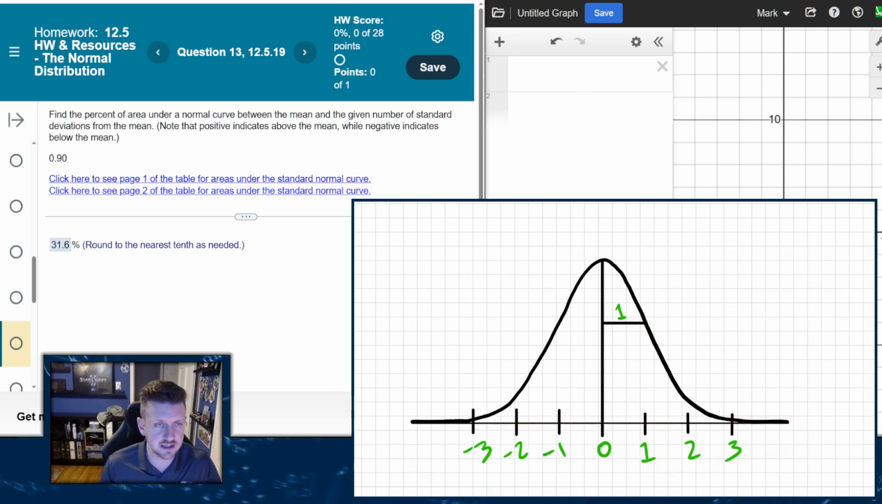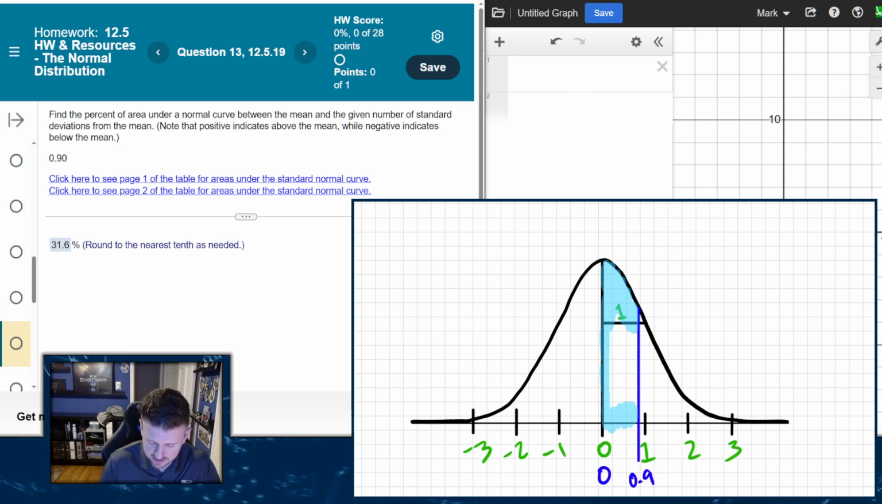The question on the screen says it wants to know the area between the mean, which here's my mean at 0, and a standard deviation of 0.9. So let me clarify that. If I have 0, and then right about here would be 0.9, I want to find the area between those values. So this area here.